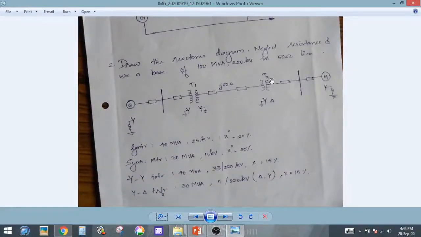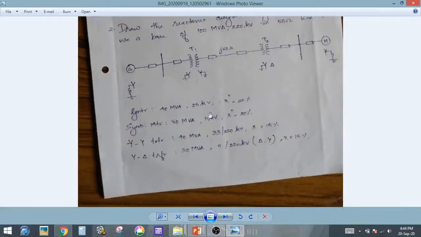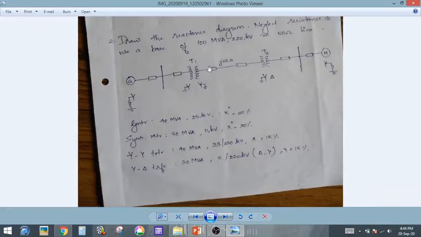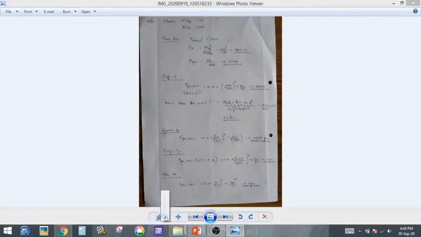Then another question, draw the reactance diagram. Different values are given. Here also the same concept. Whenever a transformer is coming, the base kV will be changing on the secondary side. But for per unit calculation or per unit reactance, the value will be the same for the primary or the secondary. Here we choose the base MVA as 100 and base kV as 220. It is given in the question.